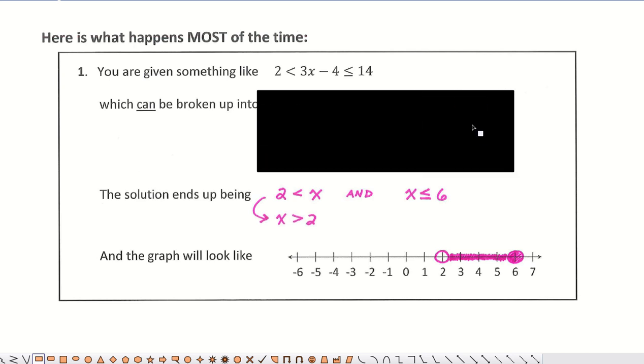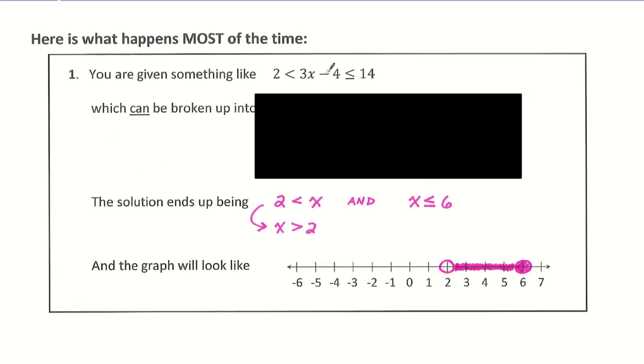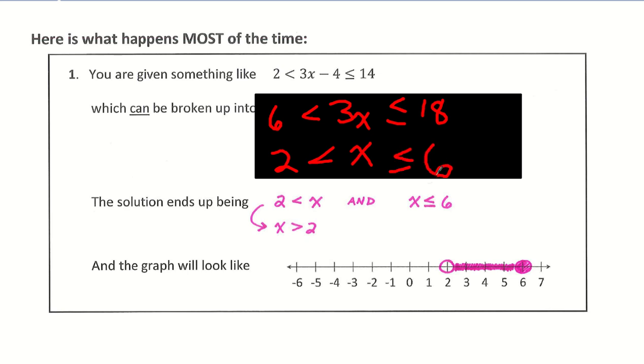But you can leave it together and just add 4 to get x by itself. So what you're doing is you want to get x all by itself in the middle. Okay, and if you add 4 to all 3 parts here, the middle, the right side, the left side, you end up with 6 is less than 3x is less than or equal to 14 plus 4 is 18. And now to finish getting x by itself in the middle, you're going to divide by 3 to all 3 parts. And so you get this.